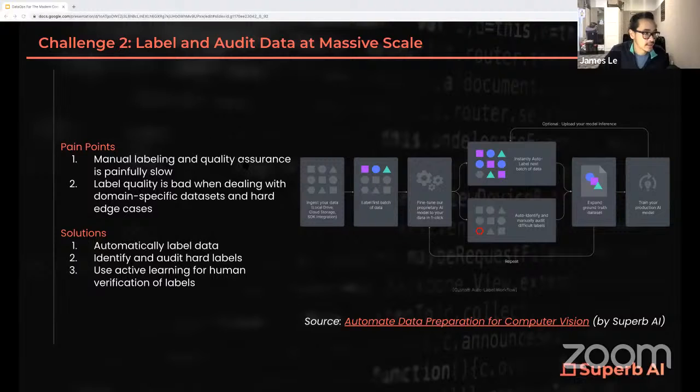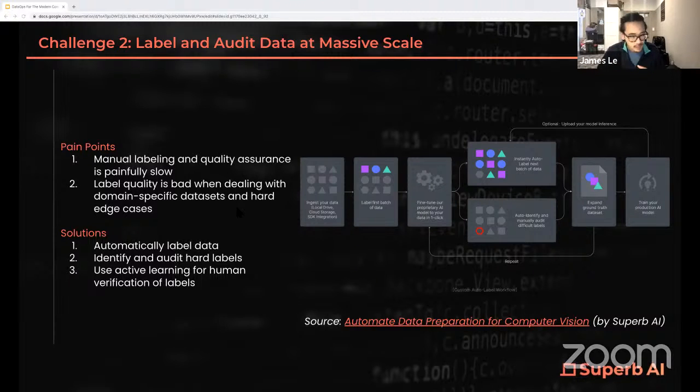and 2 major pain points, as I outline here in the slide: manual labeling and QA is just painfully slow. Human annotators go into each image and annotate them by hand, right? It's just not really scalable. And also when you're dealing with very domain-specific data sets, the QA is going to be very low. Think about data points like images and videos that you've never seen before, very rare cases. Then you cannot label them correctly, and so the label quality is going to be very bad.